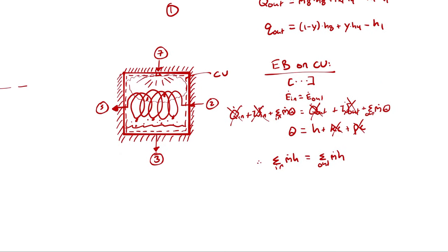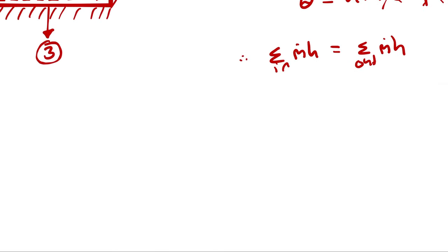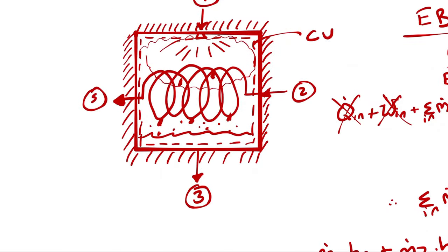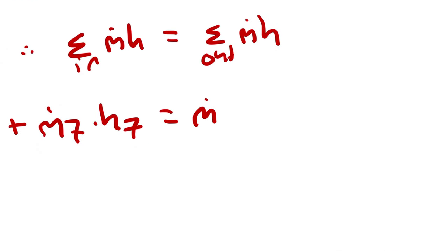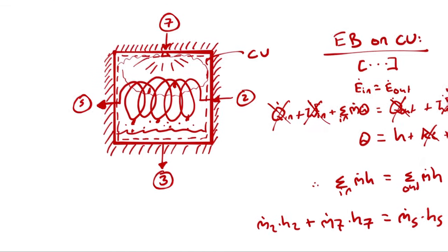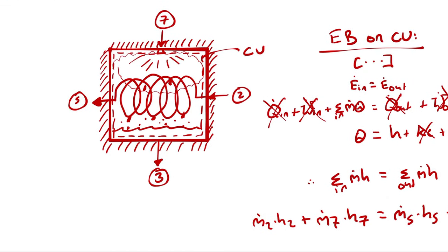So I'm going to have the sum in of m h is equal to the sum out of m h because there's no opportunities for heat transfer nor work, and changes in kinetic and potential energy are negligibly small. So I'm going to write that as m.2 h2 plus m.7 h7 is equal to the sum out, which is going to be m.5 h5 plus m.3 h3.